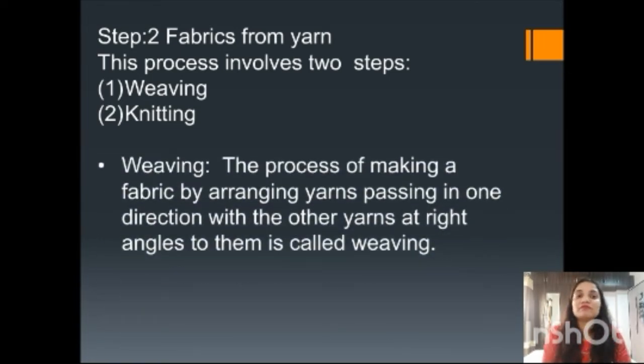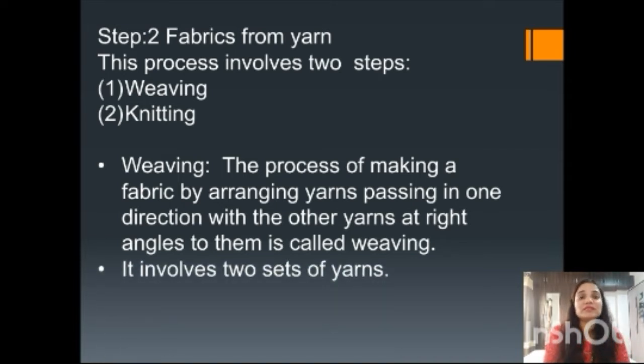The process of making the fabric by arranging yarns passing in one direction with other yarns at right angles to them is called weaving. In this weaving we have to arrange two yarns at the right angle, in such a direction that we can fix the position of those particular yarns and convert them into fabric. Here we have seen that weaving involves two sets of yarn. To make a right angle we require two yarns, so it is very clear two yarns are necessary for the process of weaving.